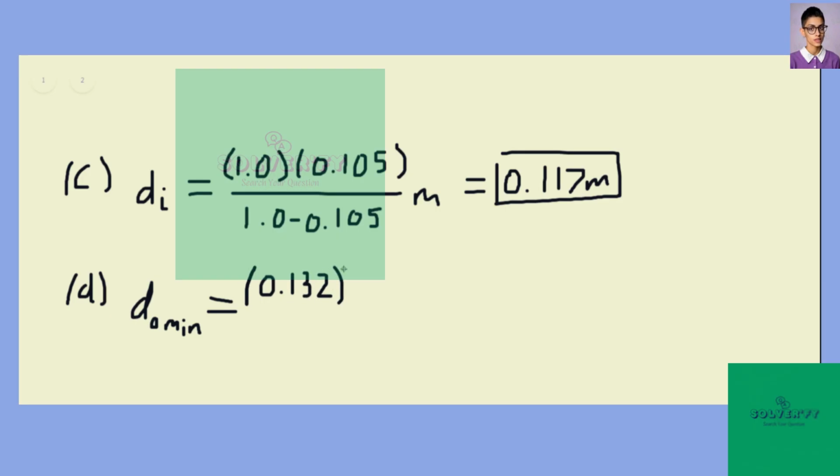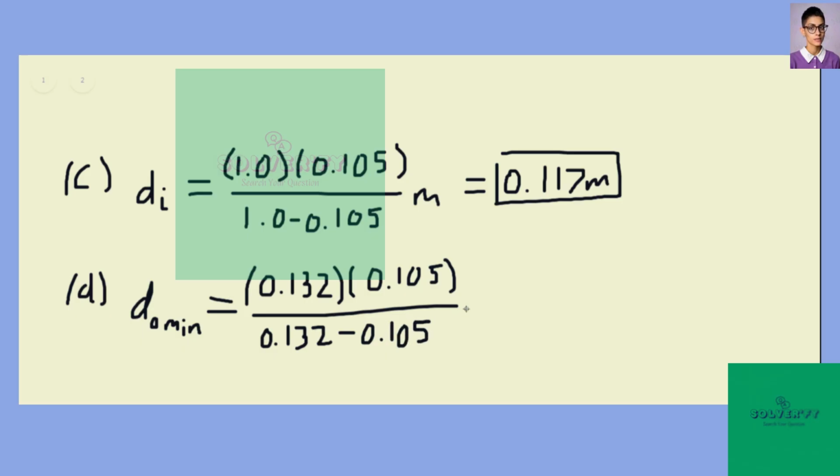And again, we have the same focal length, so this is going to be multiplied by 0.105 meters. And then on the bottom, you're going to have the same thing, where it's 0.132 minus the focal length, which is 0.105. And this entire expression is going to give us units of meters. So we carry out this operation and we find that the minimum object distance here would be 0.513 meters. And we can go ahead and box that in as our solution for part D.